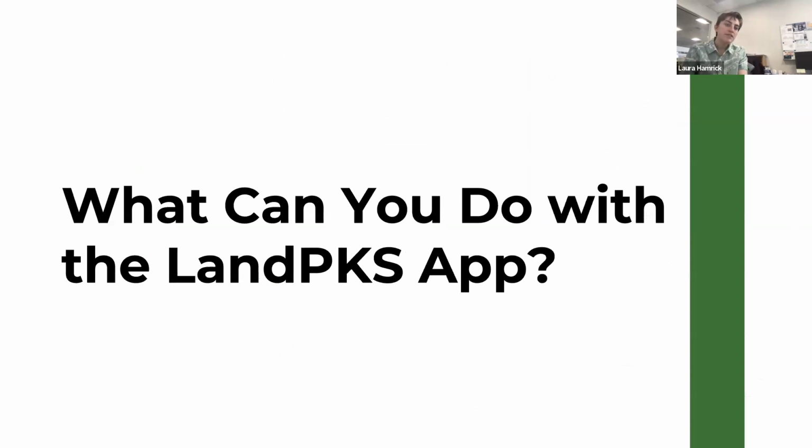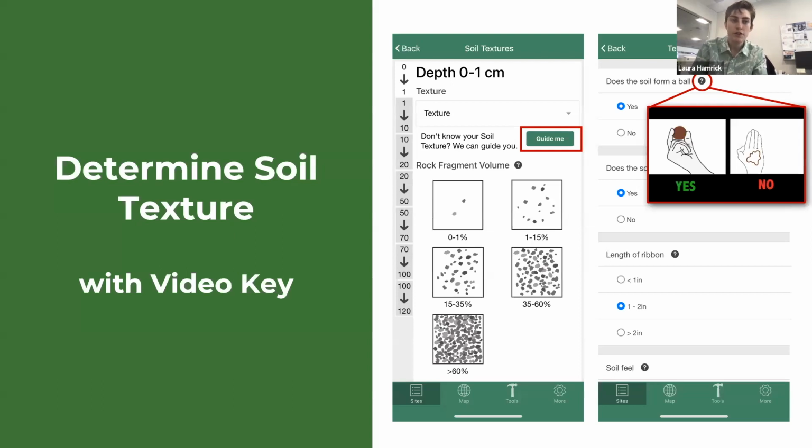So, some more specific things you can do in the app. When we talk about determining your soil texture, that's something that people have a variety of comfort levels with. If you are on the less comfortable side, there's this handy little guide me button. It will take you into a texture guide that asks you some basic questions, and then has little videos to show you what it means if we're asking, does the soil form a ball? It shows you to get the soil, get it wet, roll it into a ball, how to make a ribbon, those types of things.